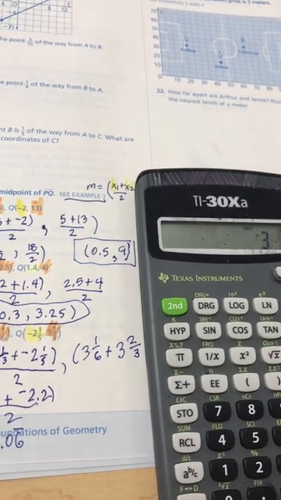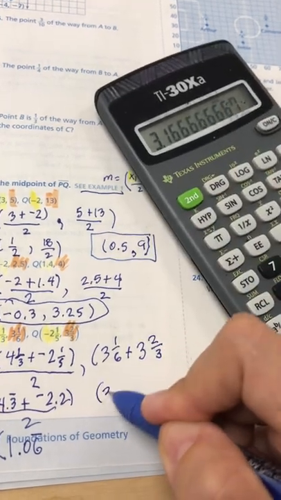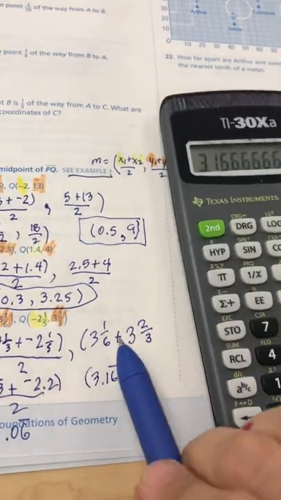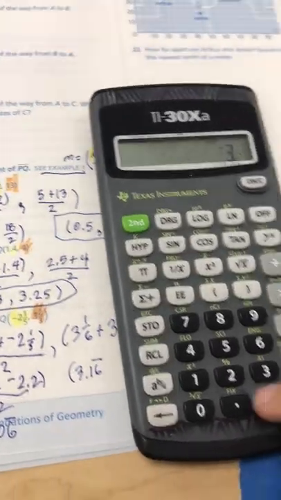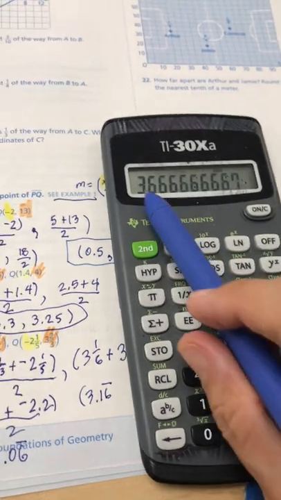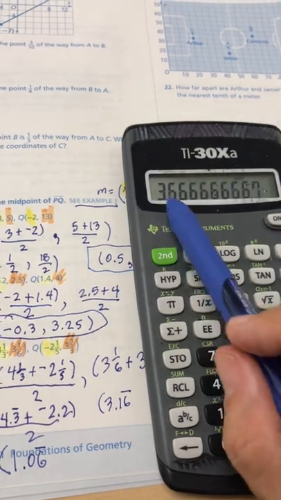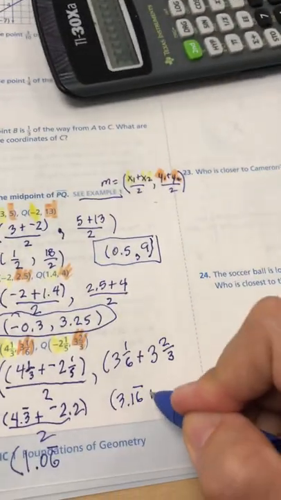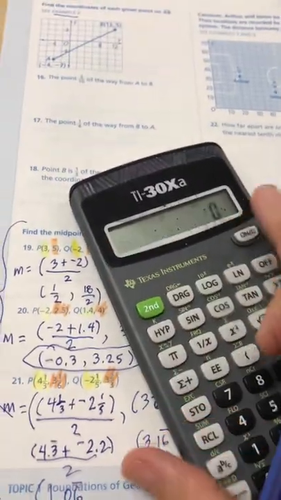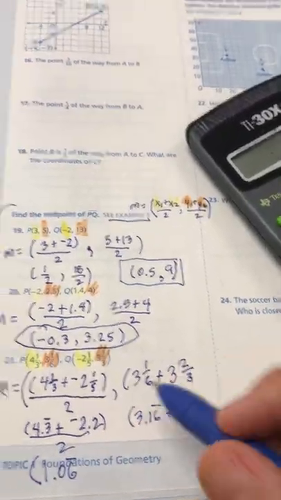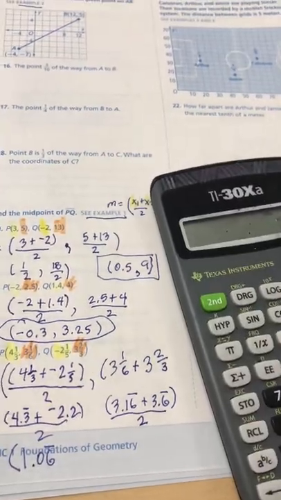But okay, so 3 1/6 is 3.16 repeating. Okay, so 3.16 repeating, and then I'm going to add that to 3 2/3. Okay, so 3 2/3, 3.6 repeating. Let me just double check that. 3 2/3, yeah, 3.6 repeating. So I'm going to add this to 3.6 repeating. So if you don't want to type all this in, you can type it out like this, and you should be good. But again, don't forget, we're trying to find the midpoint, so we're going to divide by 2 once we figure out what that is.